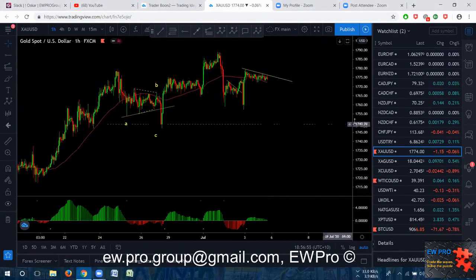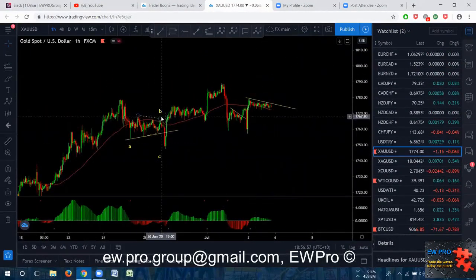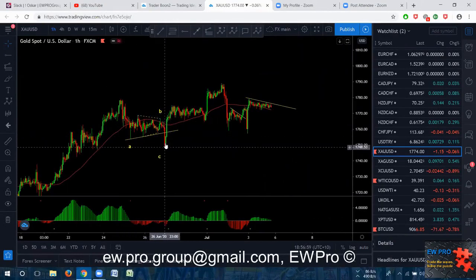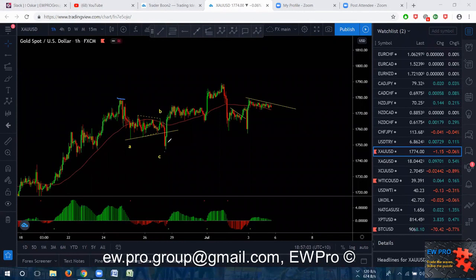Last week, we were in here and I was looking at this A, B, C, and I said we'll go up and break this top. If you did take that, you would have had to move it to break even as soon as this top was breaking, because as you can see, it just broke that top and came back down. Now, I wasn't looking for the buys.